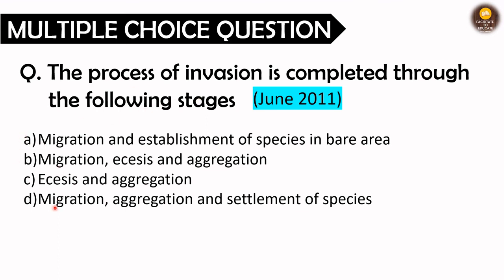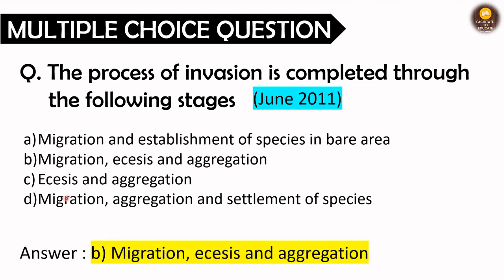And the right answer to this question is definitely answer B, that is migration. That is the species, spores or seeds will be migrated to the area. Then ecesis, that is, it will be established in that area successfully. And aggregation is the multiplication of the species in that area. So these were the three steps in the step of invasion.